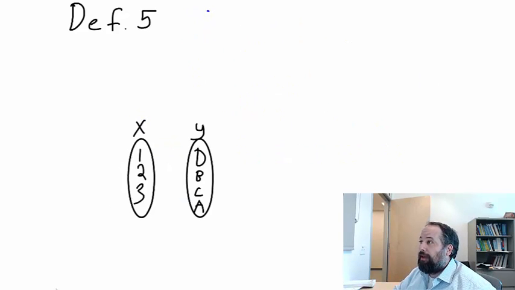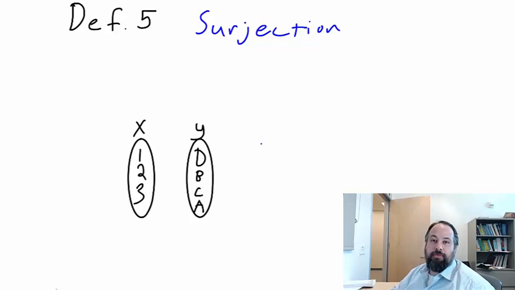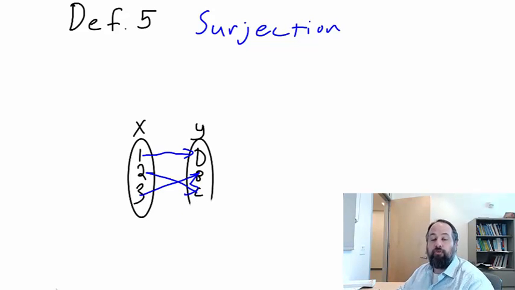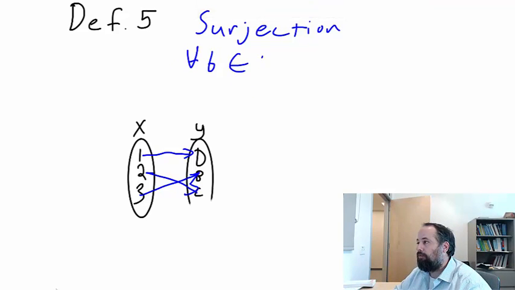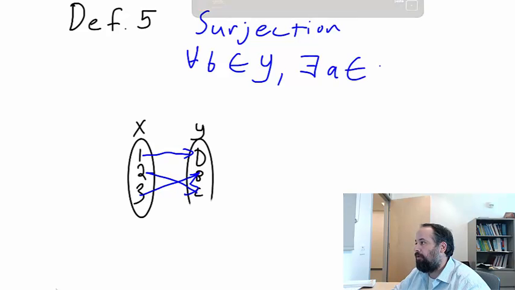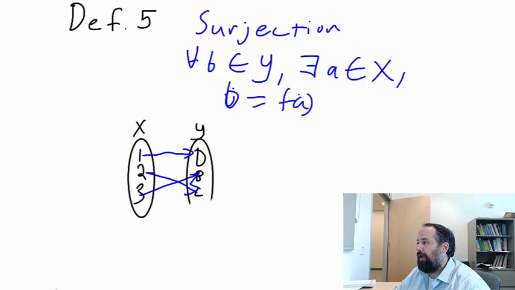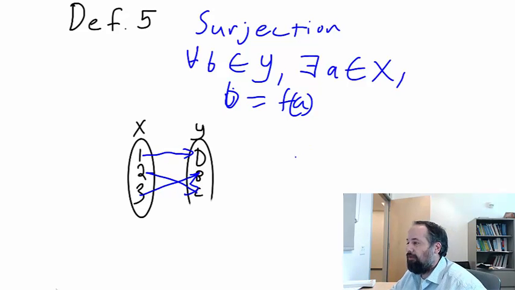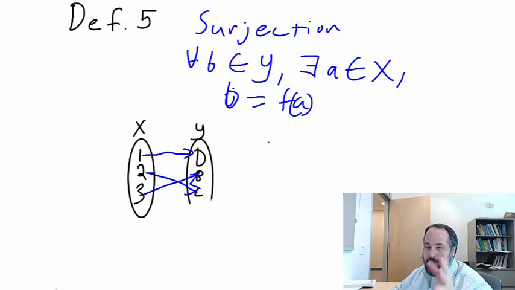Okay, now if we have a surjection, this means that there are no gaps in the mapping. So every element of the range is mapped to at least once. In this case, every element of the range Y is mapped to by some element of the domain X. There are no gaps is essentially what it means when it's surjective. The formal definition: for all b that are members of set Y, there exists some a that's a member of set X such that b equals f of a. For everything in set Y, there's something that makes it true.